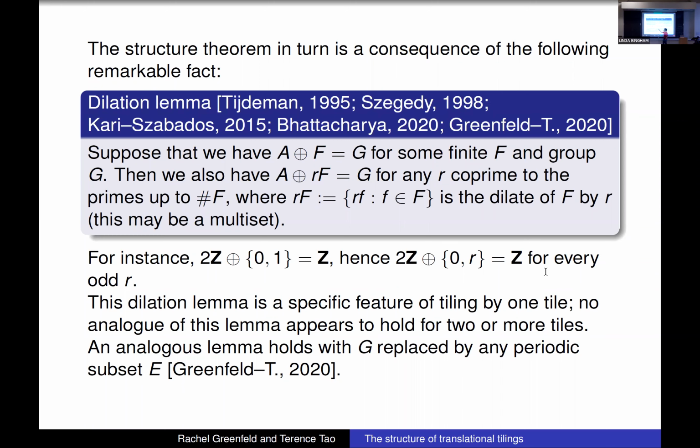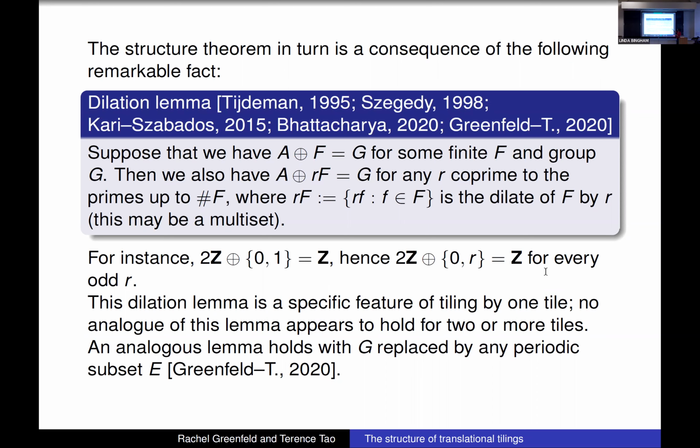The set {0, 1} tiles the integers, because if you shift {0, 1} by even integers, 0, 1, 2, 3, 4, 5, 6, 7, they tile space. And the tiling set is the even integers. So {0, 1} direct sum the even integers is the whole integers. So {0, 1} is a tile.